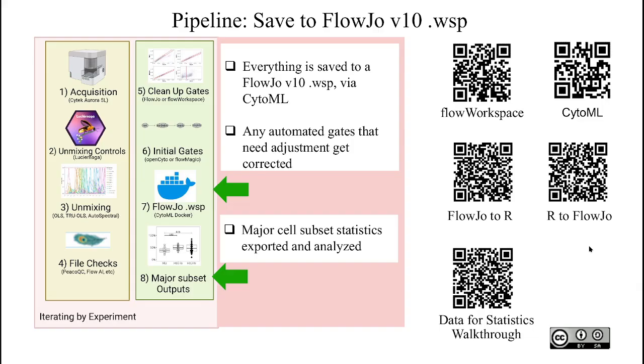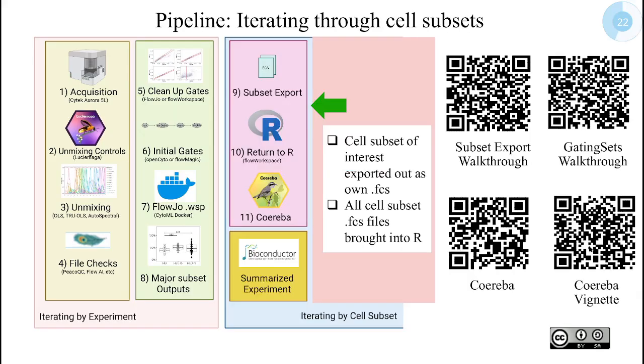With all the major cell subsets gated, we export out those statistics and proceed with the analysis. At that point, we're no longer iterating through individual experiments, but we're now iterating by the cell subset of interest, like CD4, like CD8, like CD4-negative, CD8-negative T cells. From that FlowJo workspace, we can export out the cell populations of interest as their own individual .fcs files, which reduces the total amount of memory being used for the analysis downstream. These get brought back into R using the flowWorkspace package.